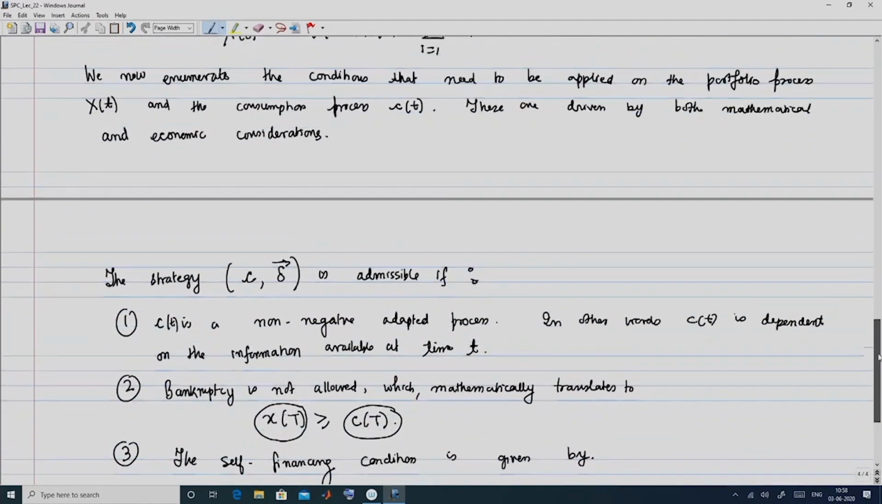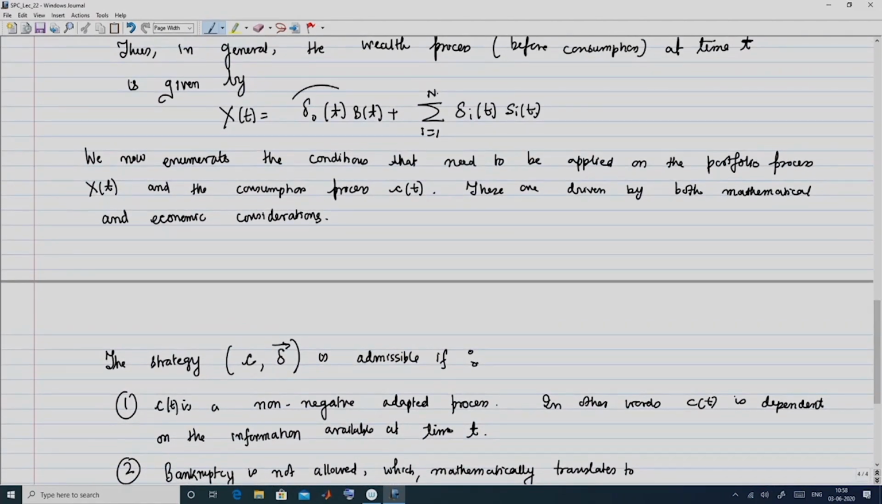Okay, so what we had here is that this delta naught of t is basically the investment made at time t minus 1, and this is the number of units that you hold at time t till time small t, and then the value becomes delta naught of t into bt plus the summation of delta i of t into S i of t, and this ends up being the value of your holdings at time t, given by x of t.